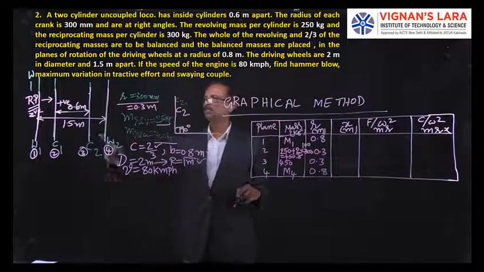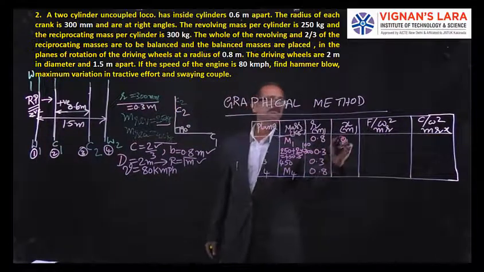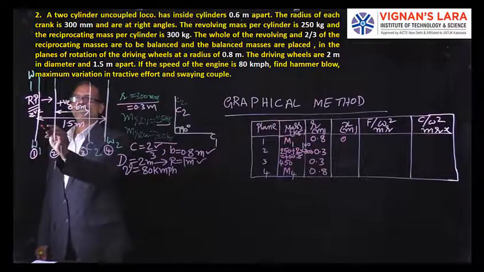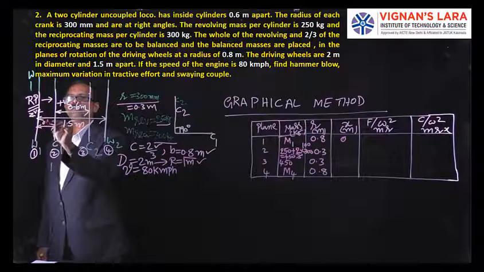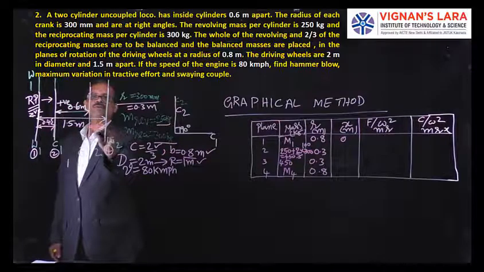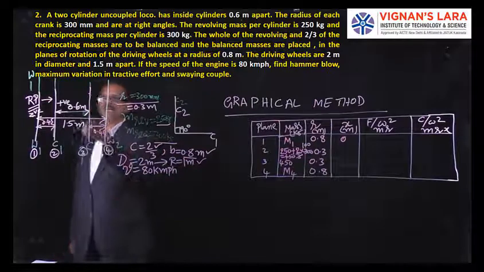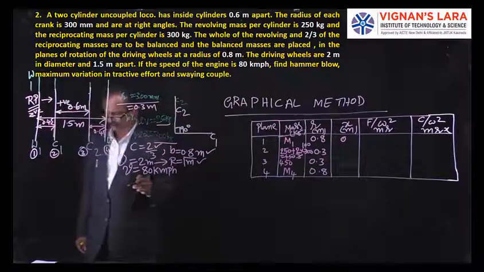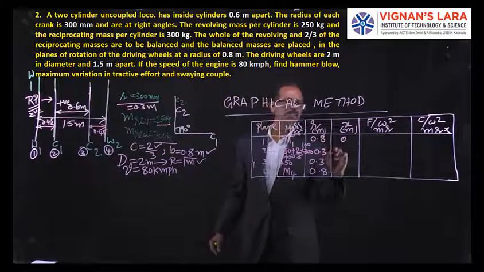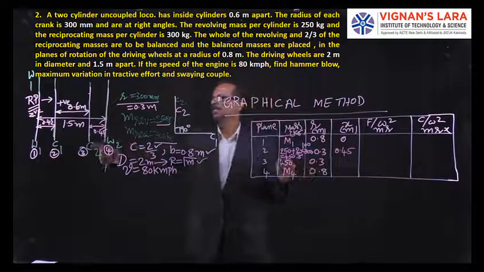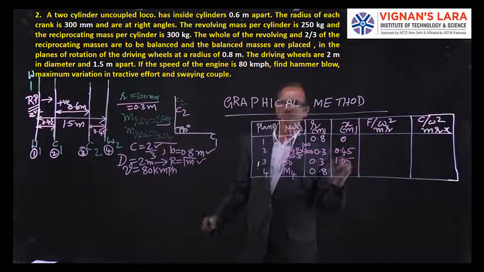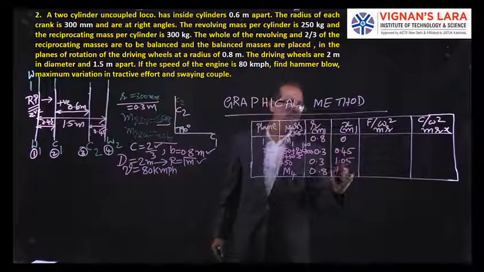So from the reference plane to plane 1, the distance is x. Then if the total is 1.5, this is 0.6, then this becomes 0.45, isn't it? So 0.45, this is also 0.45. Then 0.9 plus 0.6 gives you 1.5. So the distances are: reference plane to the second plane is 0.45. Then reference plane to the third plane is 0.45 plus 0.6, 1.05. Then finally it is 1.5.